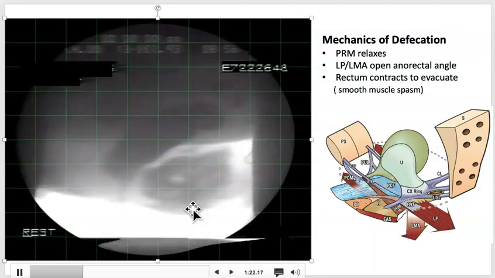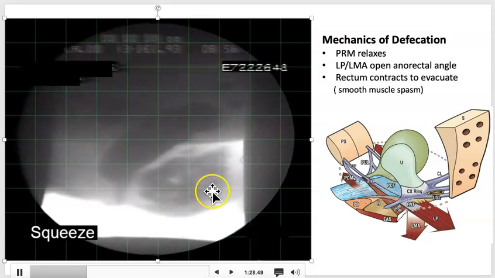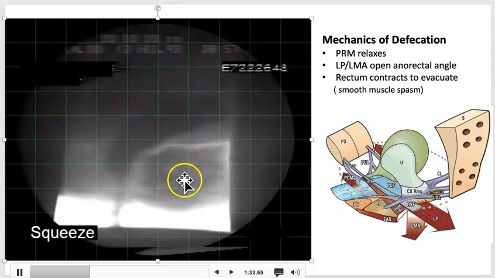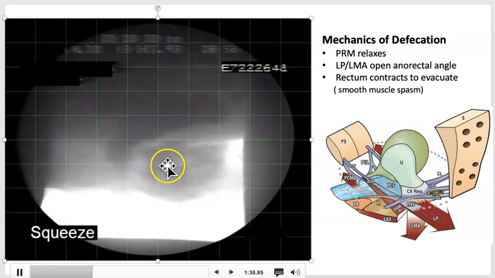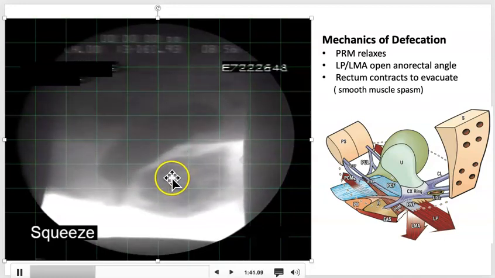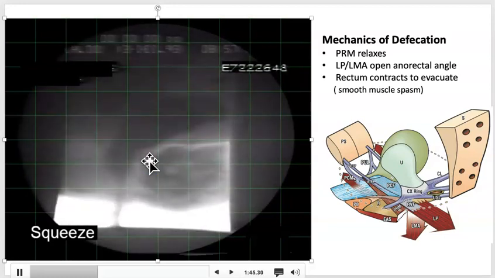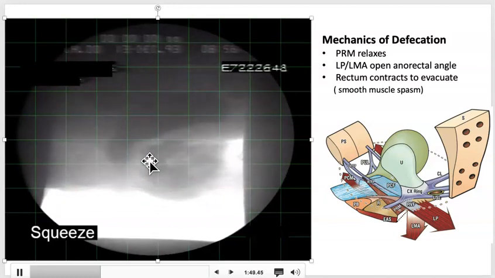So squeezing pulls everything upwards. Squeezing, all the structures are pulled upwards and forwards. Note how incredibly elastic the structures are and how much they move. So the rectum and the anorectal angle is made more acute, and the levator plate itself is lifted forward. This is probably due to the contraction of the puborectalis, which lies underneath the levator plate.